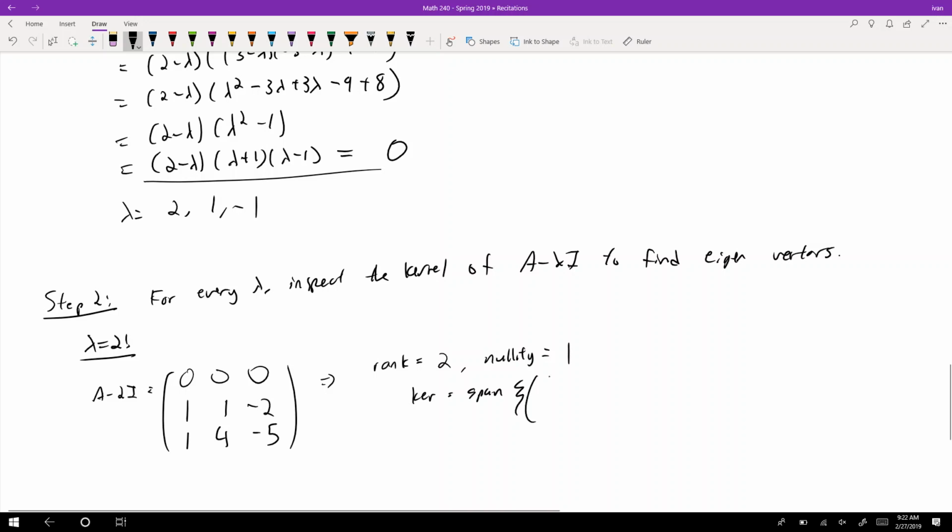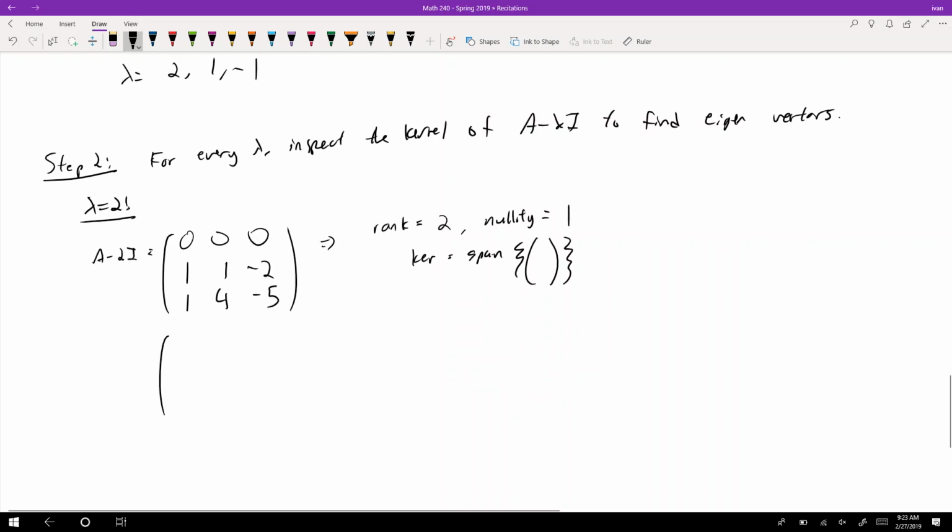it's going to be a span of how many vectors? 1 vector. All right, and so remember on last week's recitation homework, we asked you to eyeball vectors in the kernel. This is why. All right, this is where we're going to use it. So what's a vector that's in the kernel of A minus 2I up there? Not 1, 0, 0. 1, 1, 1. Someone said it, right? So 1, 1, 1 is a vector in the kernel, right? And so why is 1, 1, 1 in the kernel?